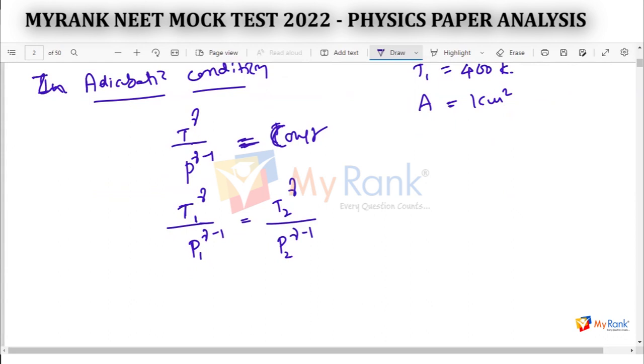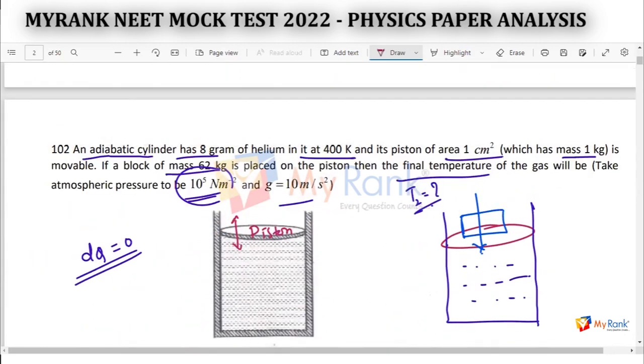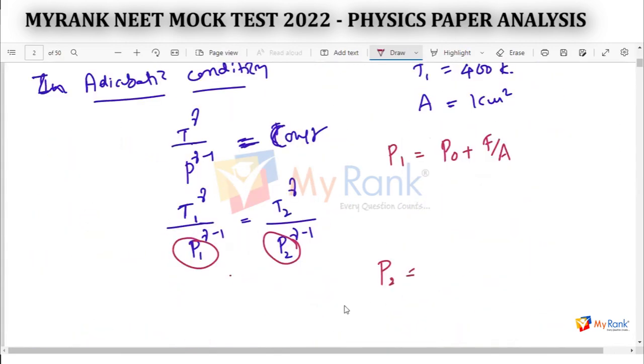Now, what is P1 and what is P2? That's the next question we have. So for that, I can say that P1 is nothing but atmospheric pressure plus the force by A, F by A, because masses are placed there, students. Piston mass is there and block mass is there, right? So in case of this piston, if I say pressure as P1, then in case of this massive block, the 62 kg block placed, I can say P2 as P0 plus F by A again.